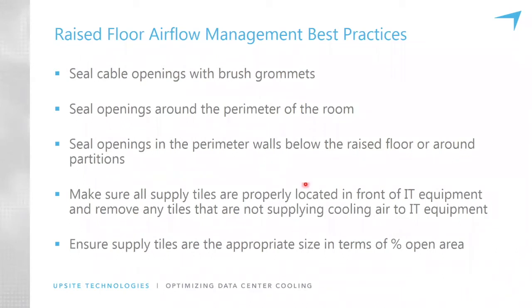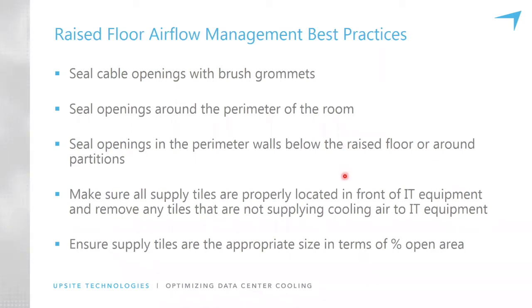The best practices are sealing the cable openings with brush grommets, sealing around the perimeter of the room, making sure there's no pass-throughs through the perimeter walls, making sure that the spaces under or behind cooling units or under RPPs, remote power panels that are distributed around the room, are sealed. Those are often creating large openings in the raised floor.